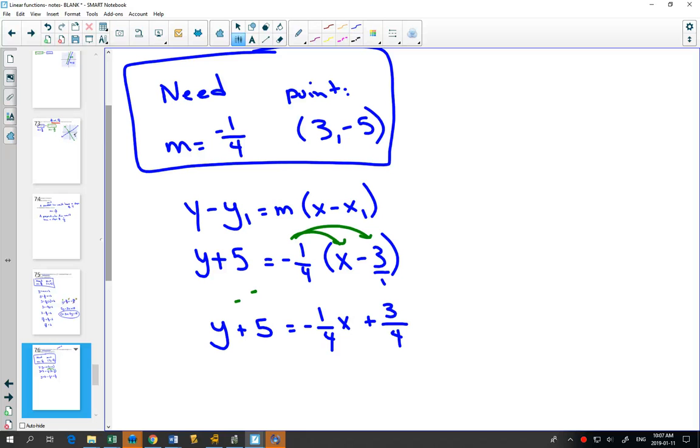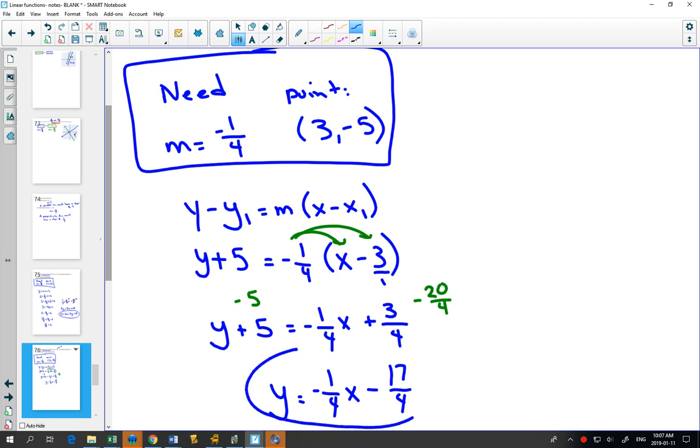Finally, I need to subtract 5 on both sides. Are you okay when I write subtract 5 on this side that I write 20 over 4? Why am I doing that? Because I need to have a common denominator when I'm subtracting my fractions. So my final answer is -1/4 x minus 17 over 4. Put a circle around that.